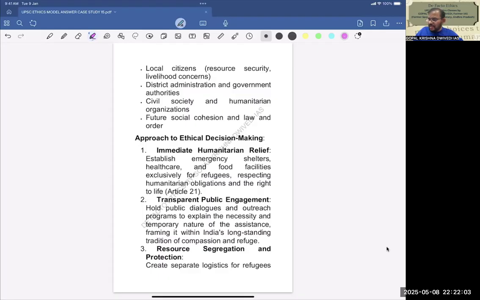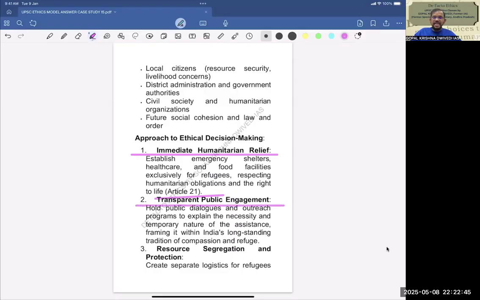Now, first step is immediate humanitarian relief. So, establish emergency shelters, health care, and food facilities exclusively for refugees, respecting humanitarian obligations and the right to life under Article 21 of the Indian Constitution. So basically, immediate humanitarian relief has to be extended to them. This is the first step, notwithstanding anything. Okay, then what is the second step?